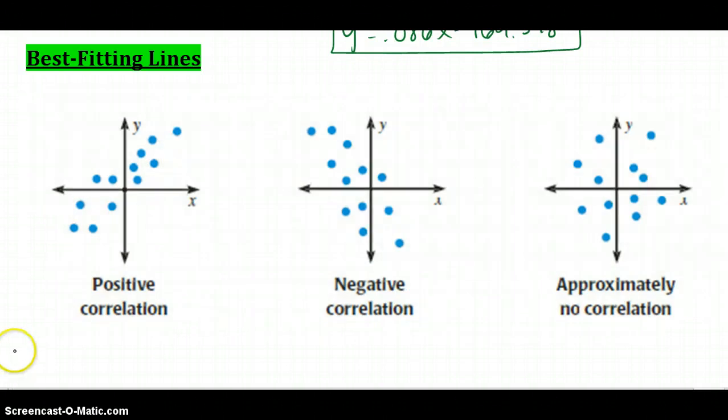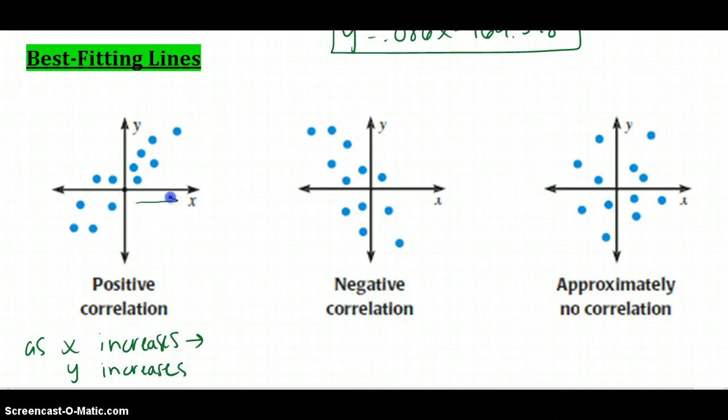So before we get into talking about the specific lines, I'm going to talk about correlation. This first graph has a positive correlation. You can see that the dots that are formed look like they're going in the positive direction. And as x increases, y increases.